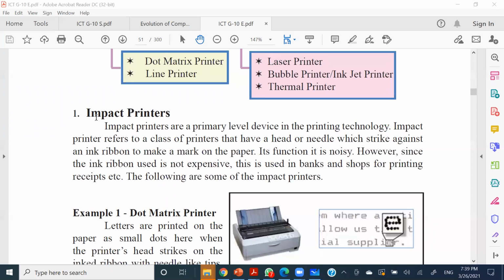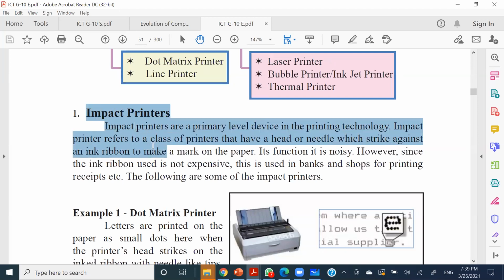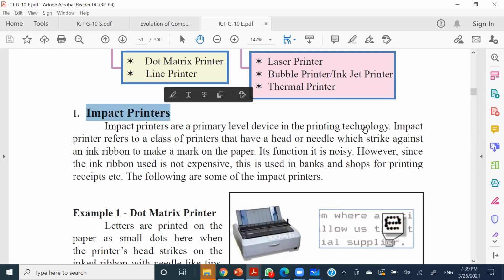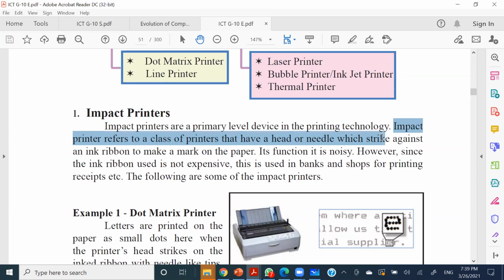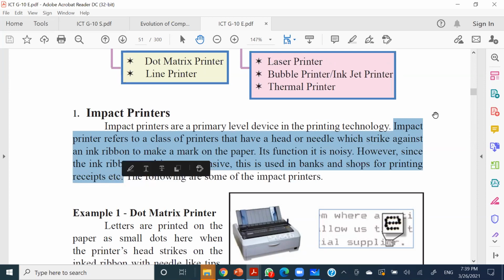People, it's better you write the things regarding the impact printers. It's just this thing, right? We are not going to talk about the examples, right? Put the subheading impact printers. Yeah, from these particular things. So starting from here, copy up to this point.